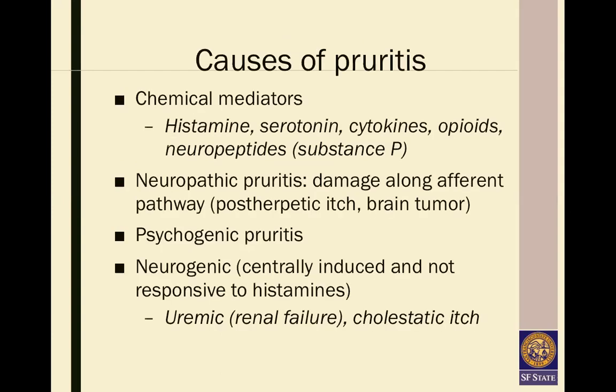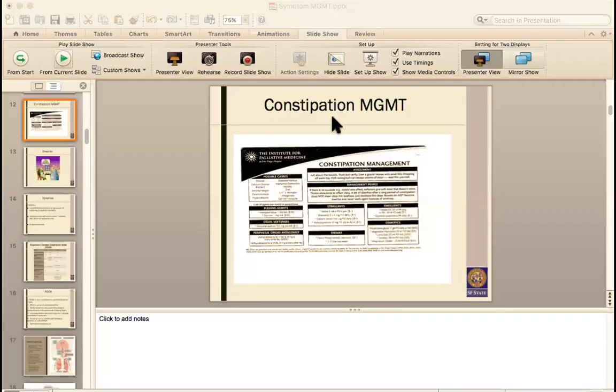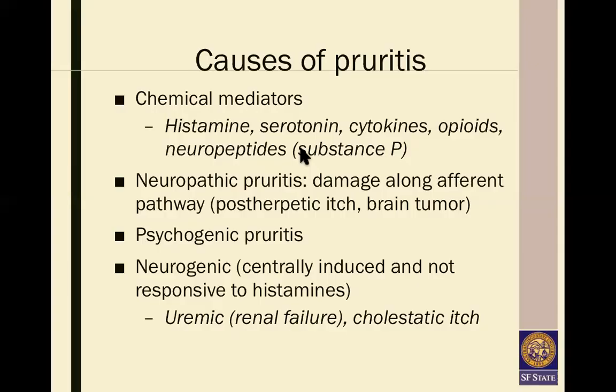The chemical mediators which cause pruritus are histamine, serotonin, cytokines, opioids, and neuropeptides or substance P. These are all things that can cause pruritus. Neuropathic pruritus, or damage along the afferent pathway, is seen with hepatic itch or brain tumors. A lot of times with shingles, of course, shingles can be very painful.